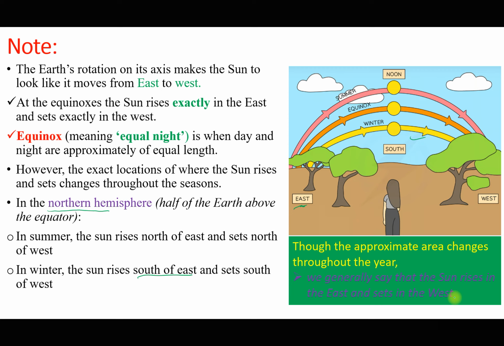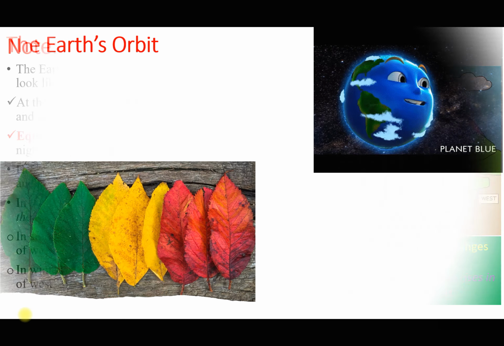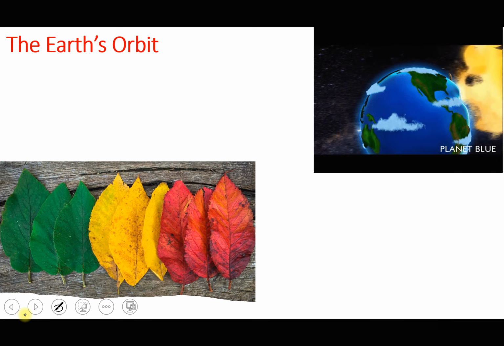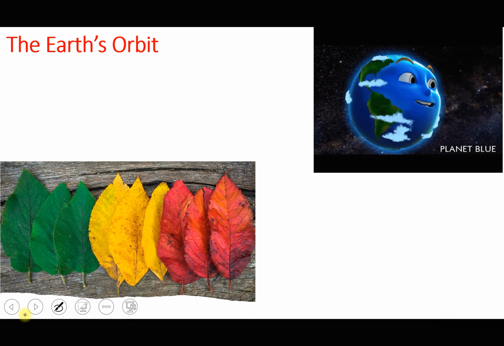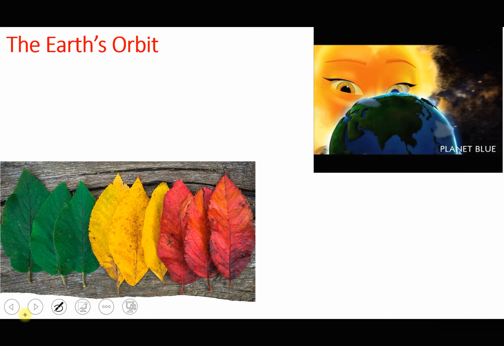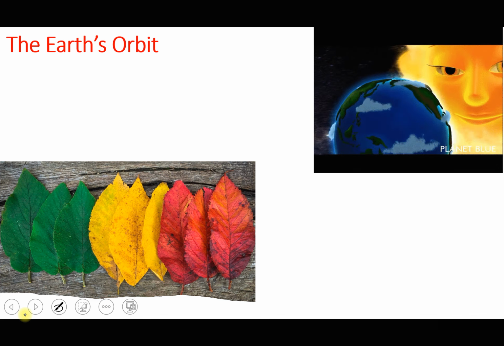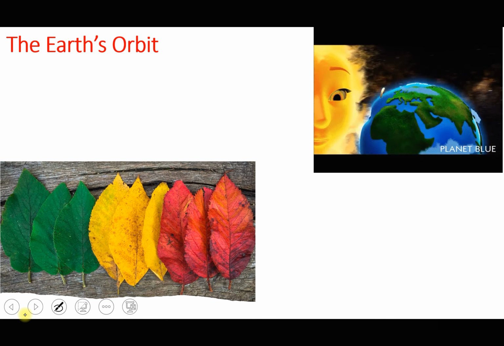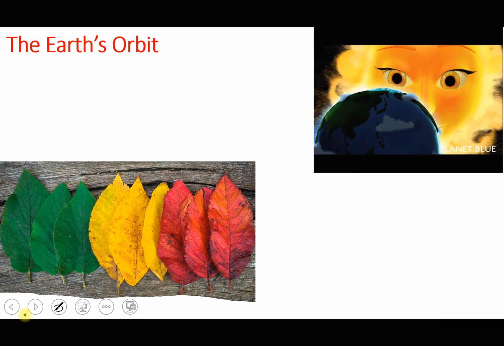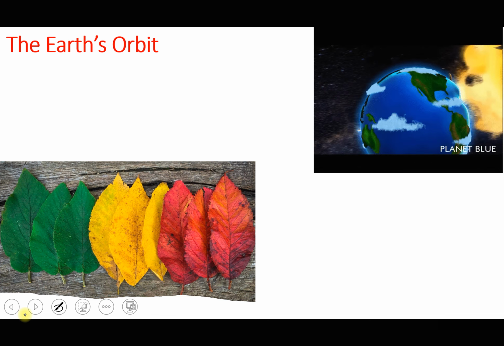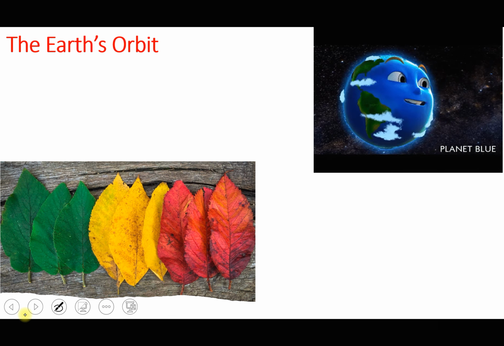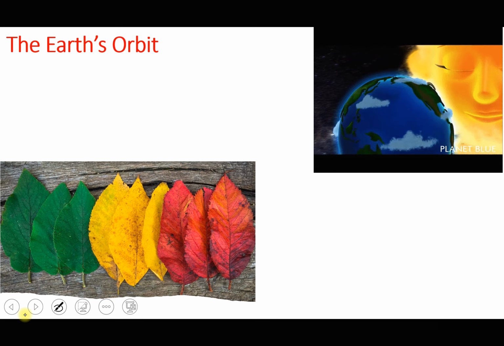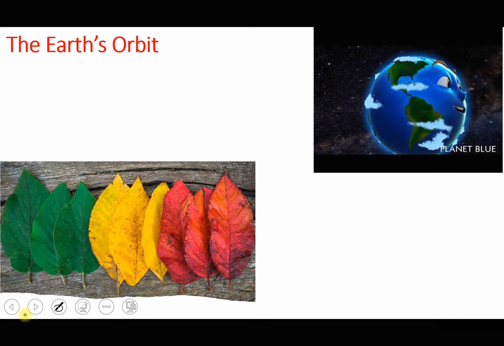So let's talk about the Earth's orbit about the sun. I think we have already answered the first objective, which was to know that the Earth is a planet that rotates on its axis, which is tilted, once in approximately 24 hours. And we have used this to explain observations of the apparent daily motion of the sun and the periodic cycle of day and night.